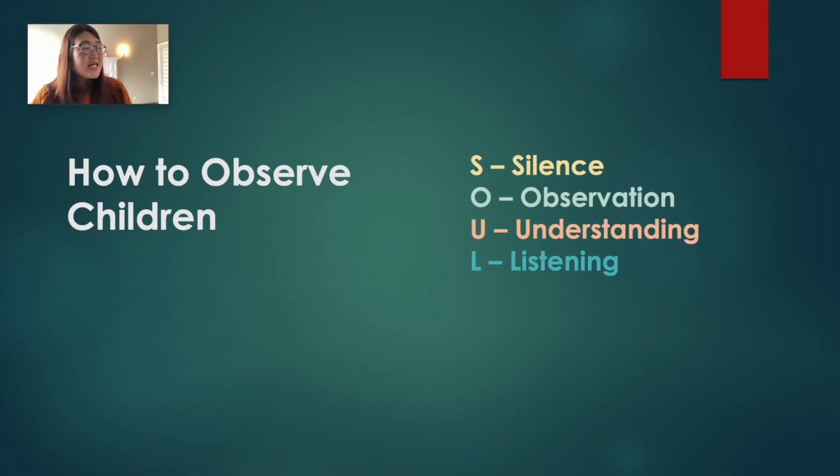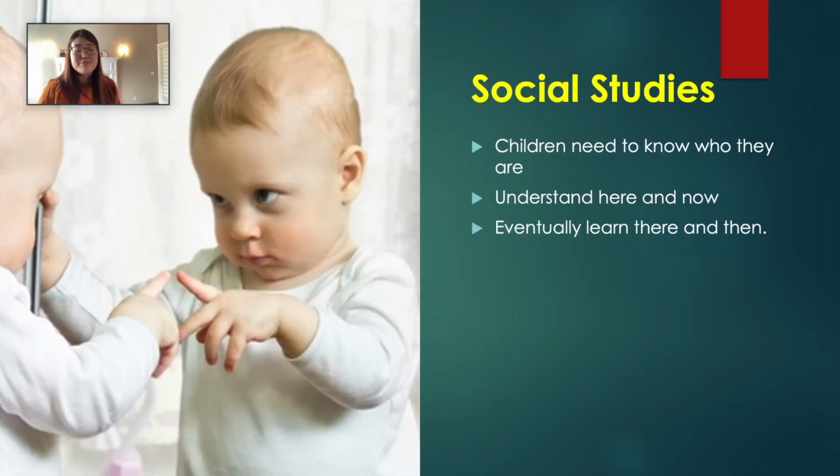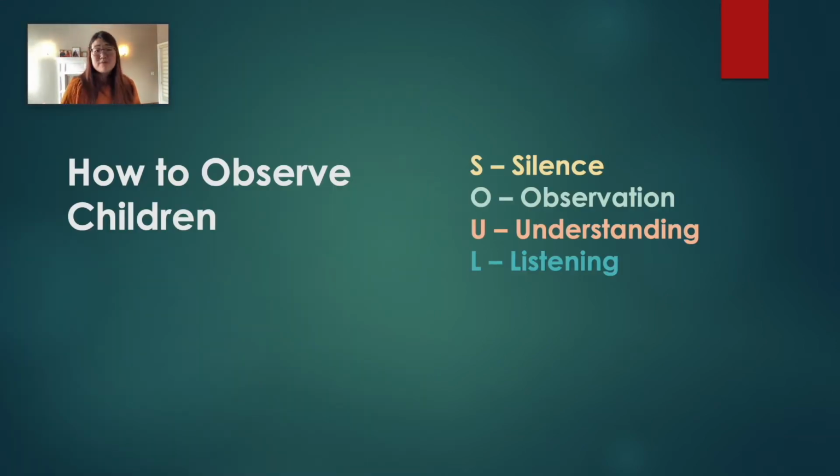The content areas I've shared with you is just a brief highlight. We will be diving deeper into the details of the content areas in the next few trainings. For now, we will just move on to the technical parts of COR Advantage and how to write anecdotes. Before we do that, I just want to talk about how to observe children.